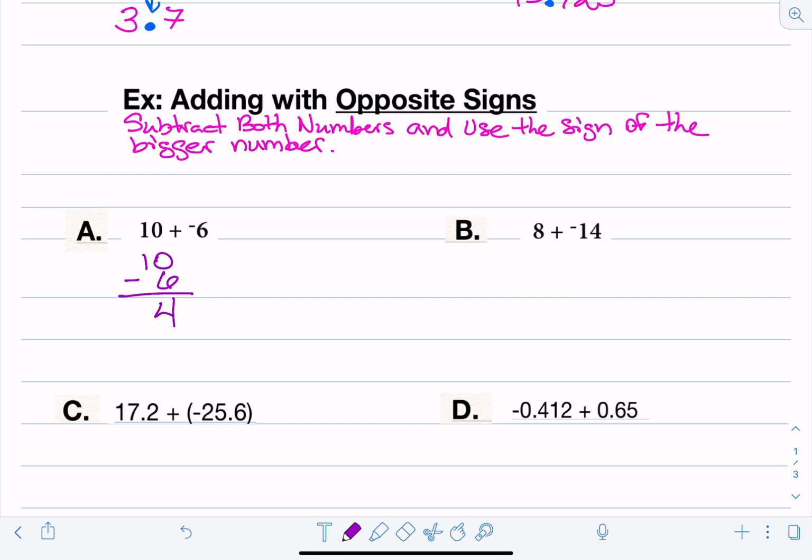Then it says use the sign of the bigger number. So I have to look, which one's bigger, the 10 or the 6? Well, in this case, the 10 is bigger, and it's positive, so my answer is going to be a positive 4.